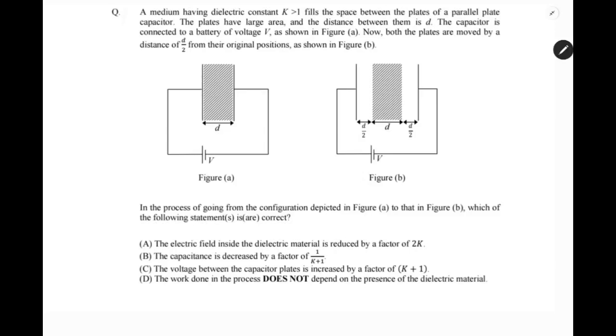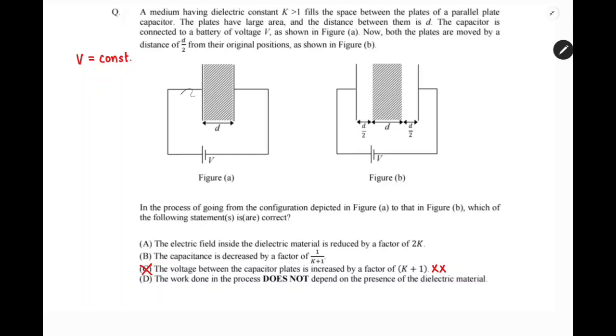In the first part, the most important thing which we need to mention here is that since it is connected to a voltage supply, V is equal to constant throughout the process as it shifts from configuration 1 to configuration 2. Statement C says that the voltage between the capacitor plates is increased by a factor of K plus 1. This statement is incorrect the moment we write V equal to constant. So C is chopped out; it is not the correct option.